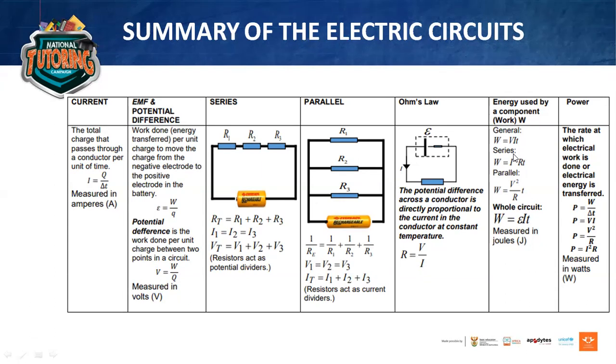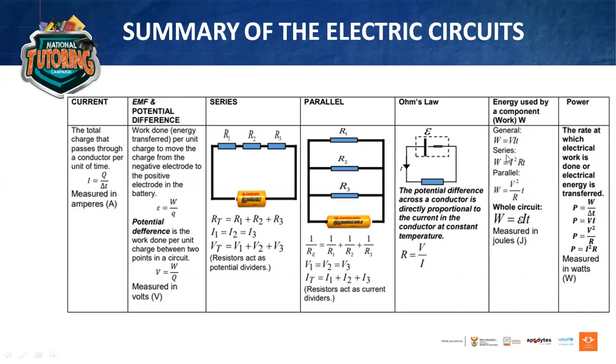Okay, and now we're going to explain a bit about the energy used by a component. Energy in this case will be the work done. The general equation for work done is work equals voltage times current times time. If it was power, it would just be V times I, but because it's work done, it's voltage times current at a specific time.